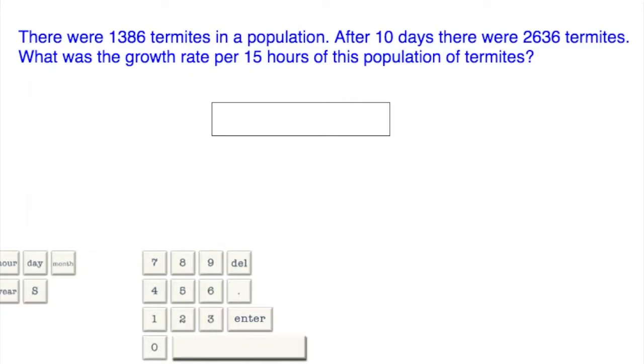This is a level 8 tip question. There were 1,386 termites in a population. After 10 days, there were 2,636 termites. What was the growth rate per 15 hours of this population of termites?